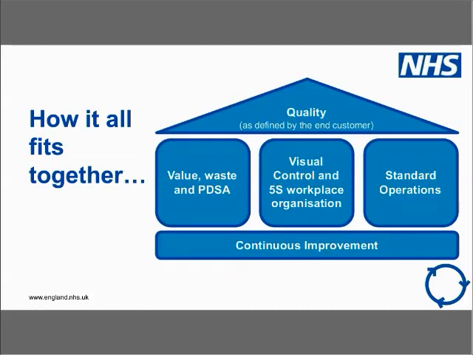So we've now seen how the various elements fit together. We've thought about value, waste, and the plan, do, study, act cycle, which is featured subsequently in all of our webinars. We've looked at visual control and the 5S process to organize our workplace and to make our work visual, and we've looked today at how we can build and document a standard operation that gives us a repeatable sequence and a time for particular aspects of work, with the aim of reducing variation and increasing reliability. So they all sit on the platform of continuous improvement.